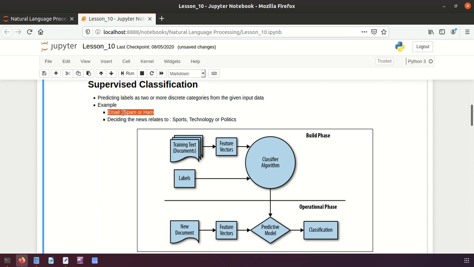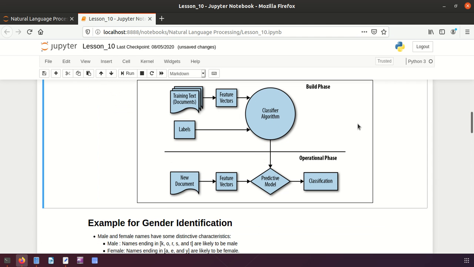You may always consider them binary, but sometimes they are not binary. They are categorical data, with discrete values, like deciding whether news relates to sports, technology or politics. So here we don't have 2 values but 3 values, right? If we have that, we will be using supervised machine learning. Here you see the figure, and you can understand better.